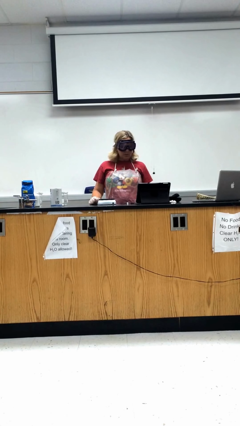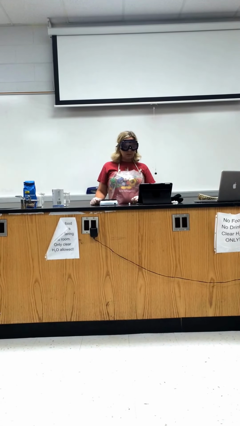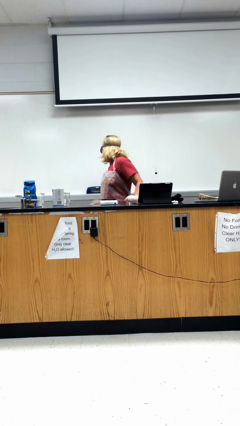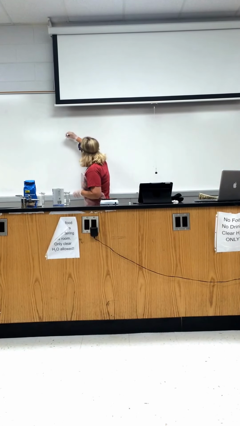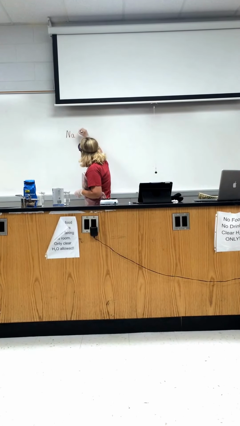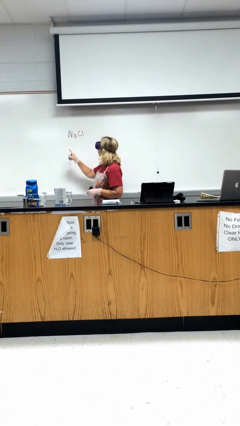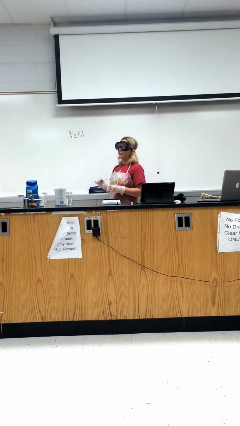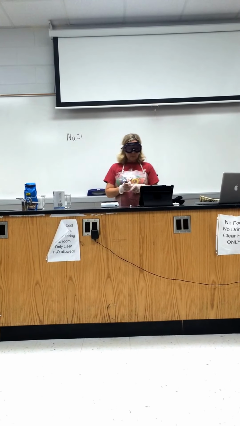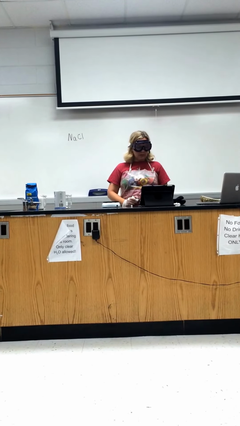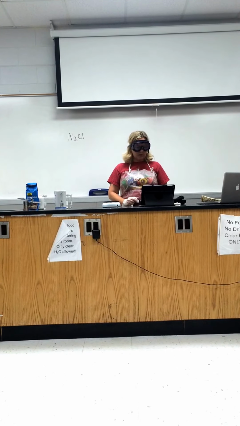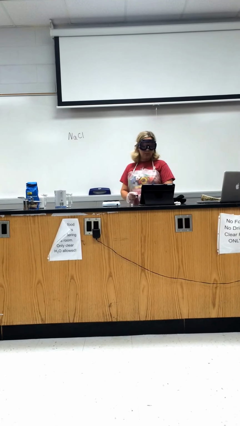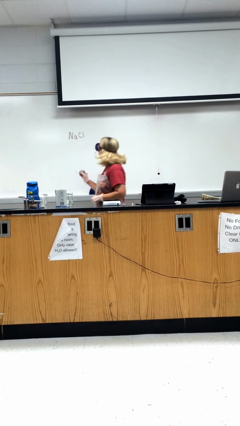In order to measure a mole of salt, we need to determine the chemical composition of the substance. We know that table salt is sodium chloride. This is composed of a sodium ion and a chlorine ion, and they're held together by ionic bonding. Now, a sodium ion, if you look at the periodic table, has a mass of 35.5 grams.